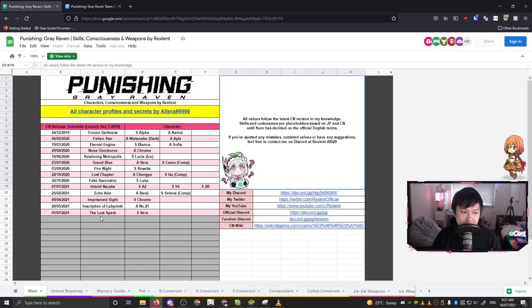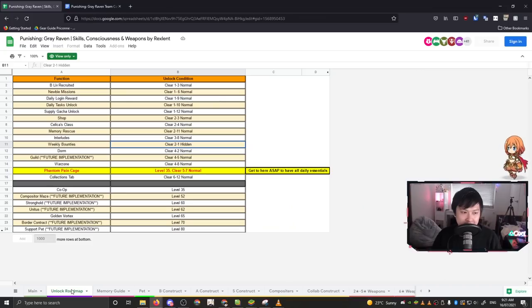The first thing that you need to do is sync your stamina. You need to keep pushing it until you're level 35. The reason you want level 35 is essentially to unlock Phantom Pain Cage, which is one of your weekly events that give you different resources. This point is talked about a lot, and it covers everything because it's telling you to clear 5-7 normal. However, to go full optimal mode, you want to actually be clearing 2-1 hidden for the weekly bounties. With the stamina we are given for the first day, you should actually be able to unlock this on the first day.